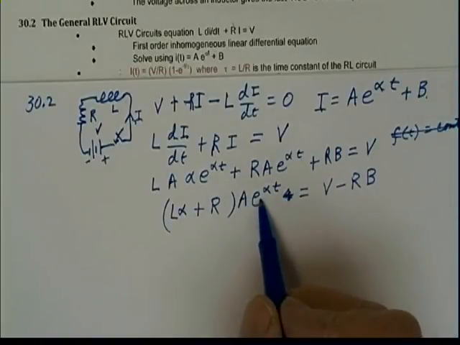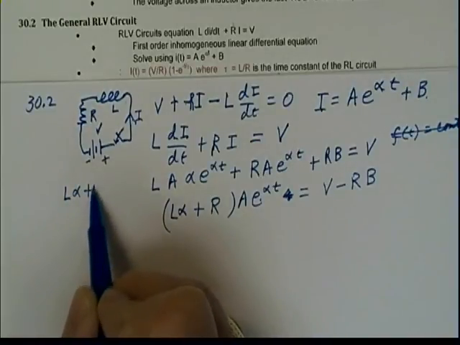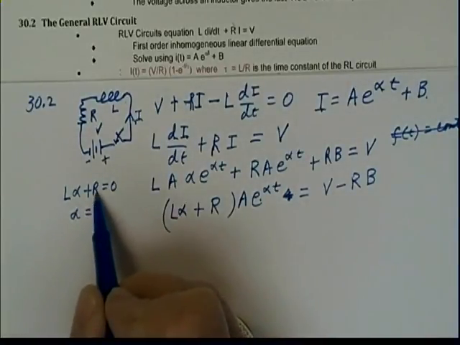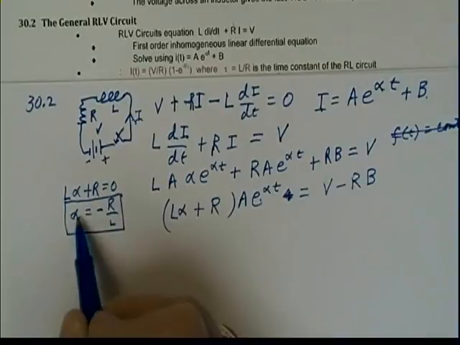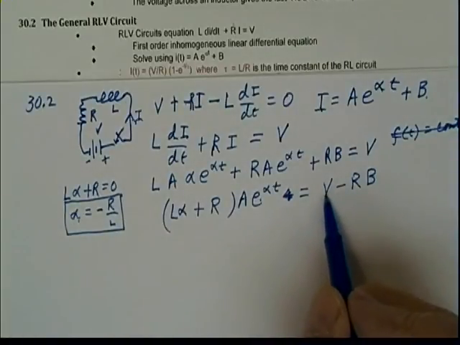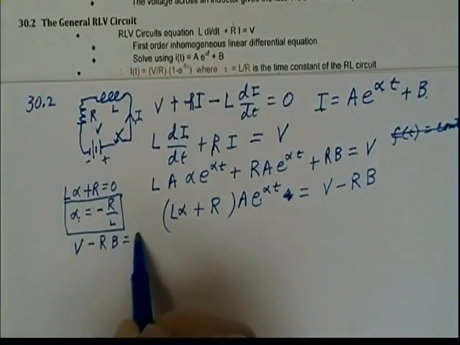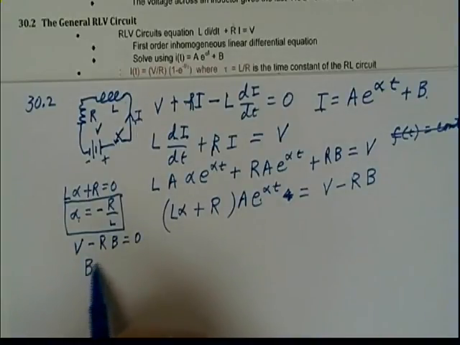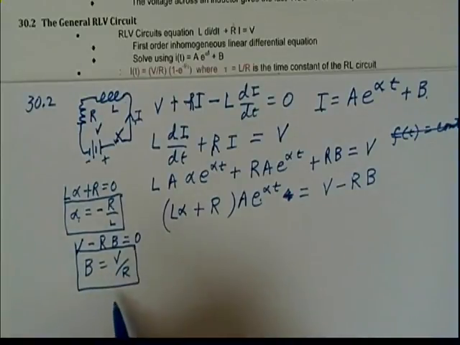Well, the A can't be 0 and this can't be 0, so that means that we have the result L alpha plus R is equal to 0, and therefore alpha is equal to minus R divided by L. So that's our first result, and it tells us what alpha has to be. Our second result tells us that V minus RB has to equal 0. Well, now if we solve that for the constant B, then this comes to the other side of the equation, and B is equal to V divided by R. So that determines the constant B.